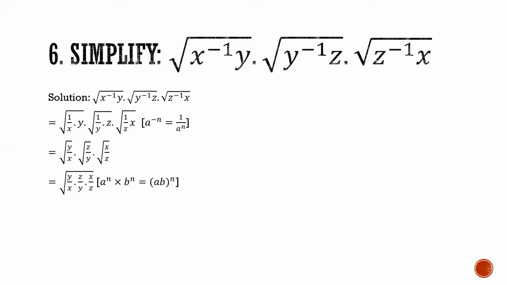So we can write it this way: root over y by x into z by y into x by z. Here we can see this y can be cancelled by this y, this z can be cancelled by this z, and x will be cancelled by this x. So we will get root over 1. We know root over 1 is equal to 1. So the solution of this math is 1.